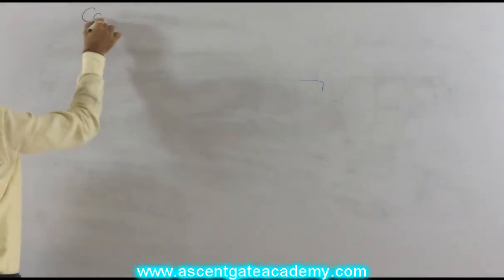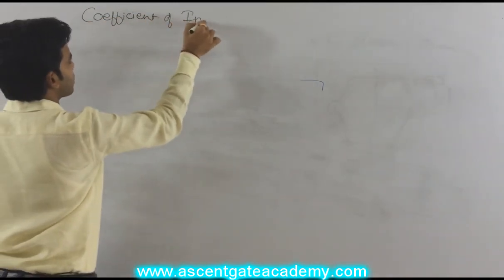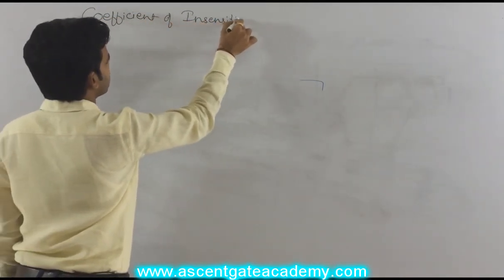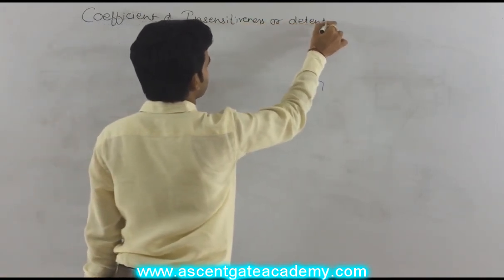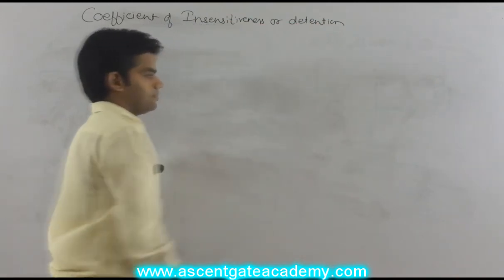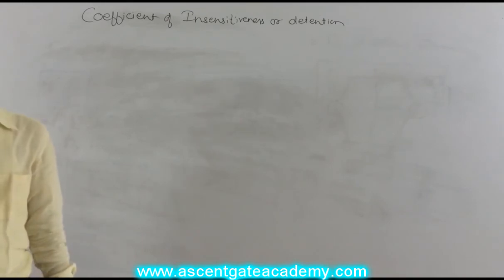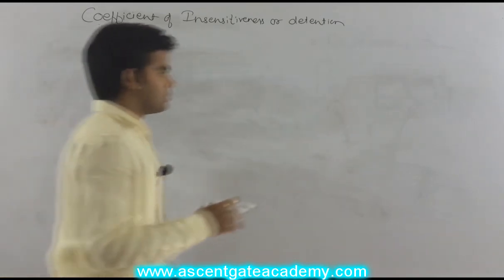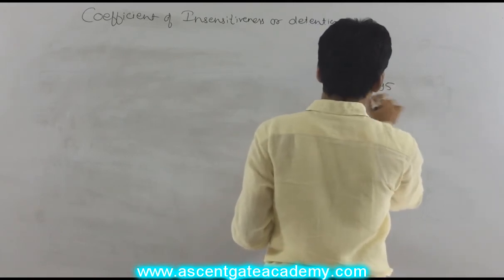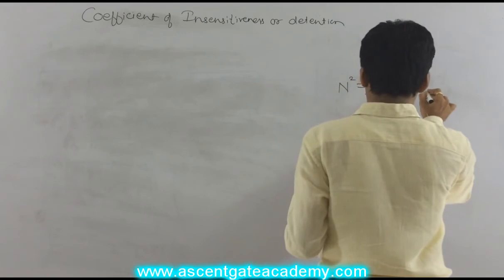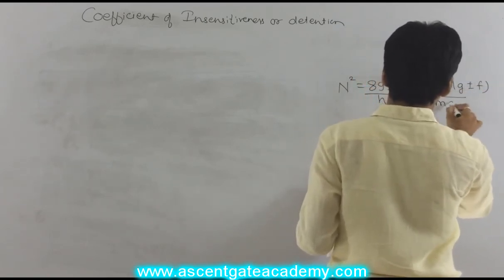The last topic is coefficient of insensitiveness, also called the coefficient of detention. Now we have seen one formula, that N square for a Porter governor is equal to 895 by h into mg plus capital Mg plus minus F upon mg.